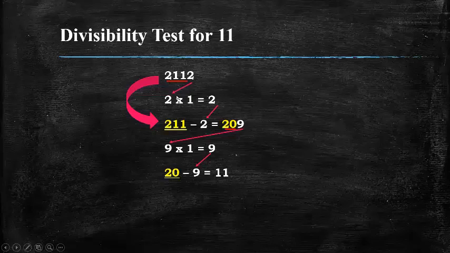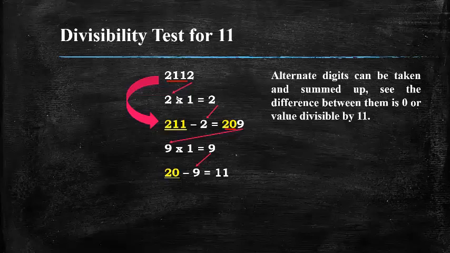There is another alternate way to do the divisibility test for 11. Alternate digits can be taken and summed up, and you have to see whether the difference between them is 0 or divisible by 11. I'm taking the same example, 2112. We can see the alternate digits. In the odd places you have the values 2 and 1, which I marked in red, and in the even places I have the values 1 and 2, marked in yellow. I'm going to sum up the odd places values, and I'm going to sum up the even places values.